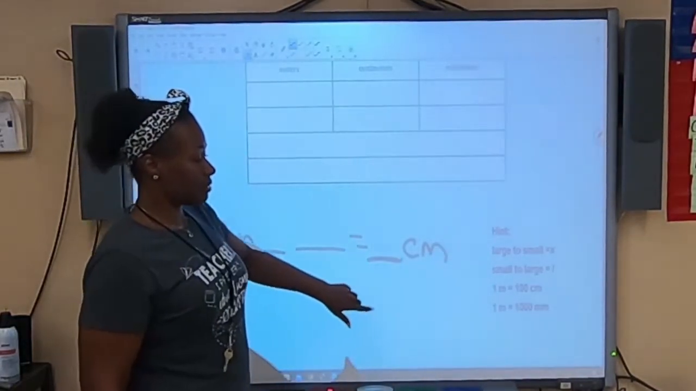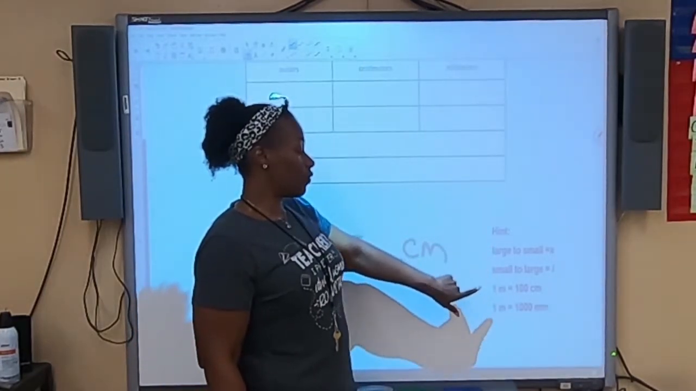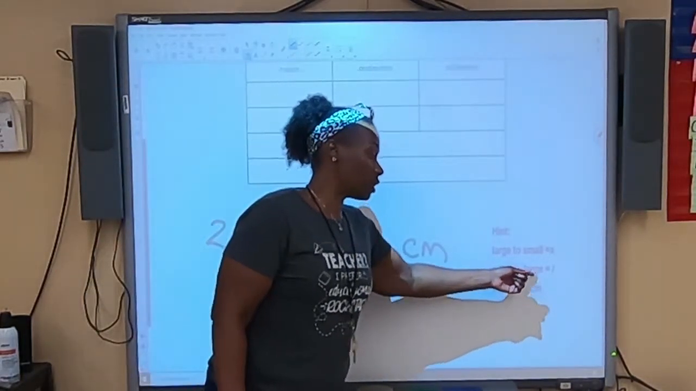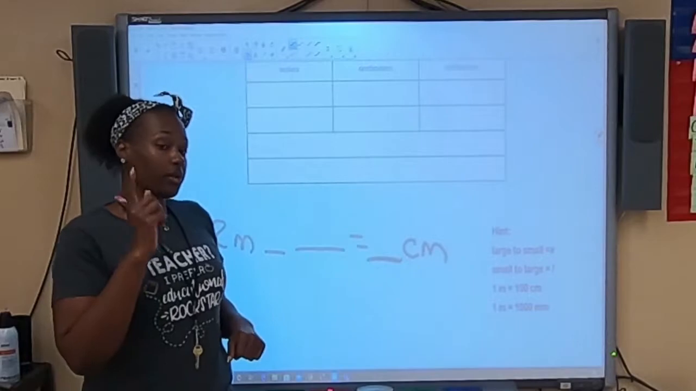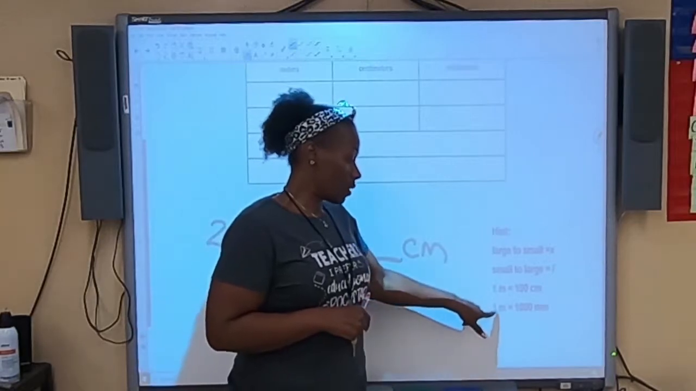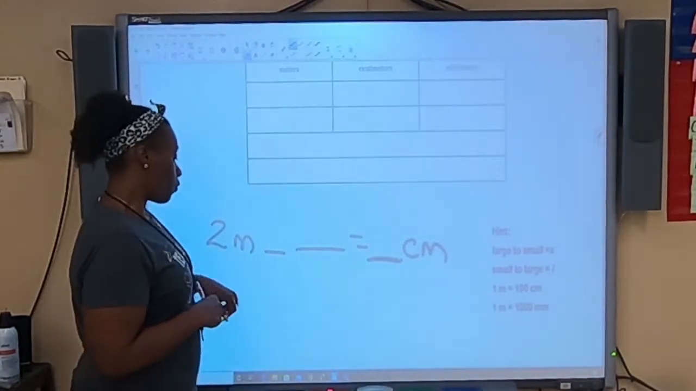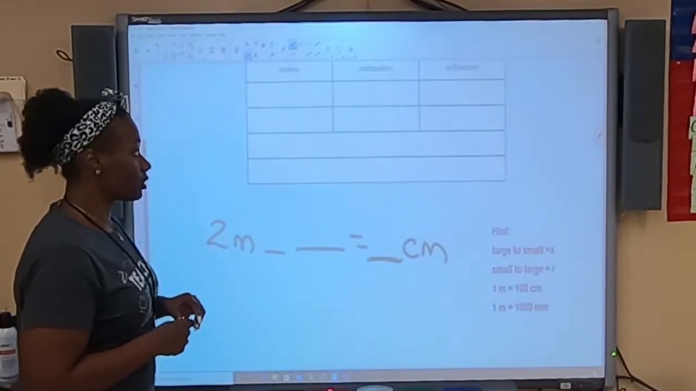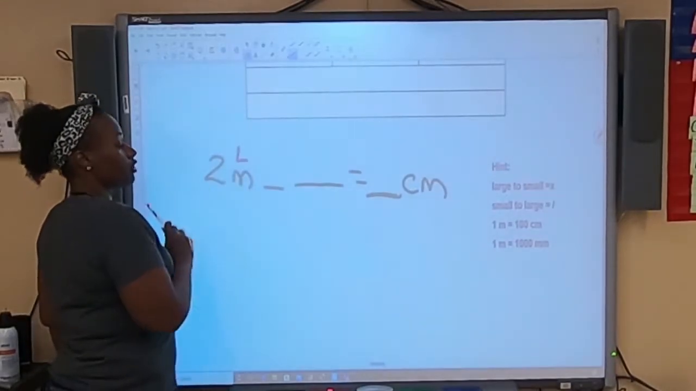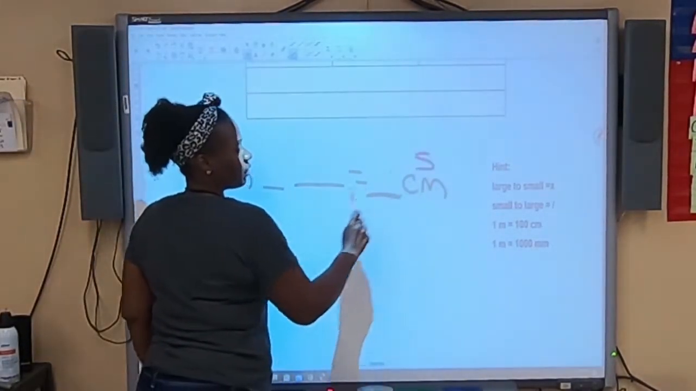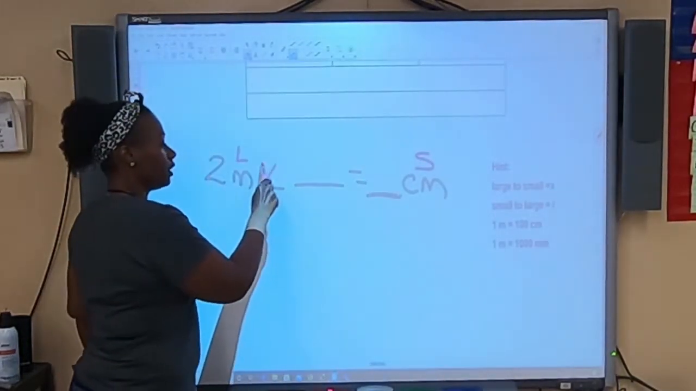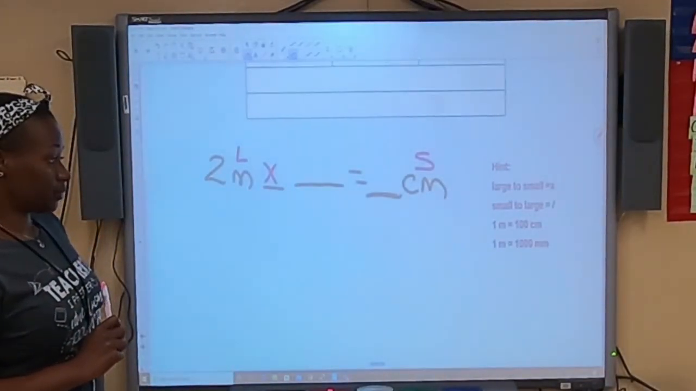Notice I gave you some hints. Your first hint is if we go from a large unit to a small unit, we need to multiply. If we go from a small unit to a large unit, we need to divide. We learned in fourth grade, 1 meter is 100 centimeters, and also 1 meter is 1,000 millimeters. So we're moving from meters to centimeters, which I hope we remember that the meter is the large unit and the centimeter is the small unit. So because we're going from large to small, we need to multiply. So there's our operation.